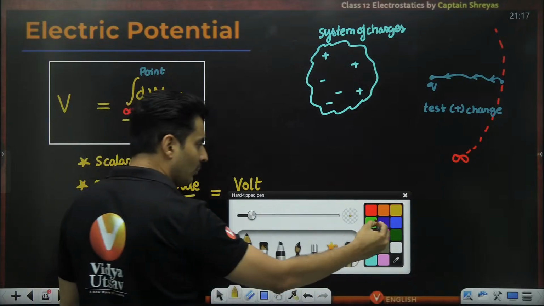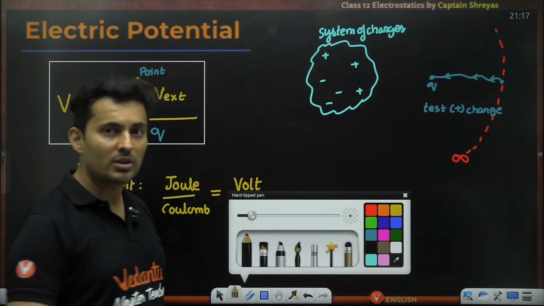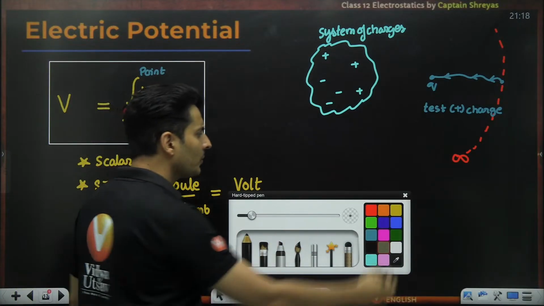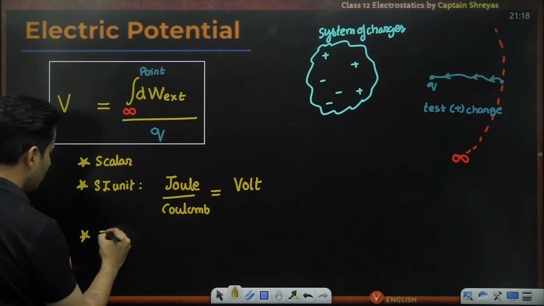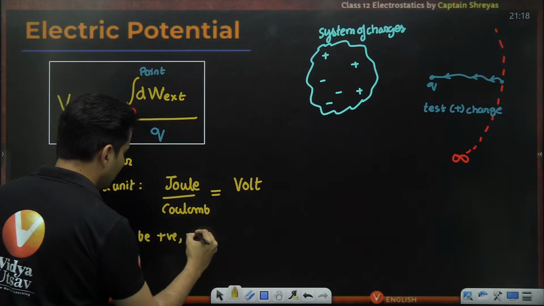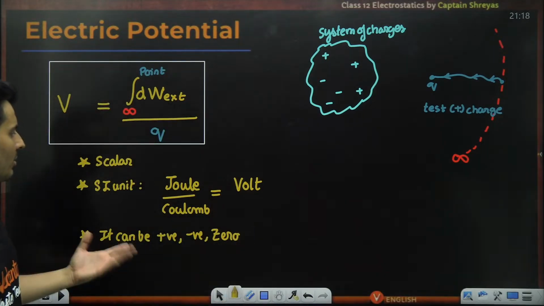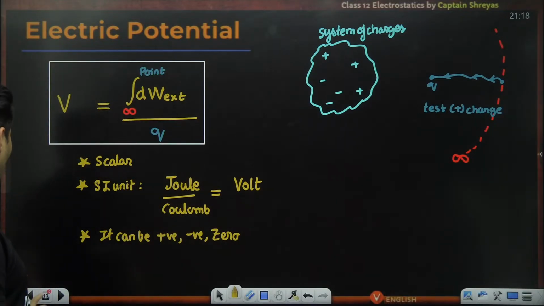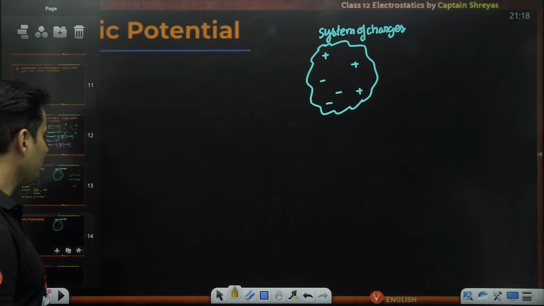Bear in mind that potential can be positive as well as negative, because this work can be positive or negative. There is nothing like potential has to be positive only, because it's a scalar. It can be positive, negative, or even zero at a point. There is no such thing that it has to be always positive volts. Is this absolutely clear? What is the meaning of electrical potential?